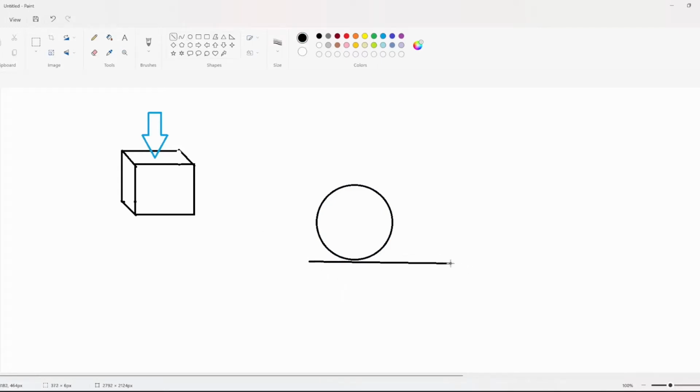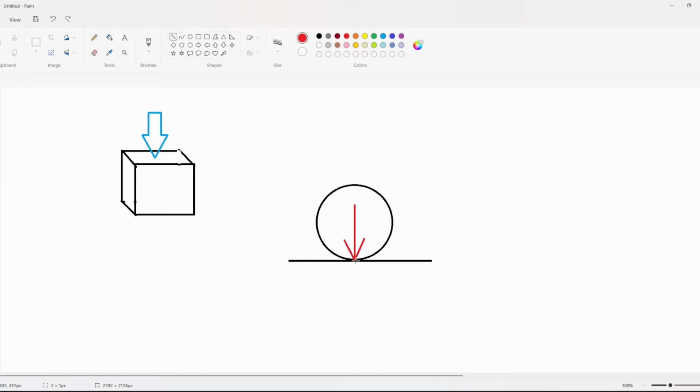Tapos yung wheel natin is, ayan, nasa ground. Ang assumption, guys, pag sinabing concentrated force, yung buong bigat ng wheel is nag-a-act lang sa isang point. No? Diyan lang sa point na yan. Okay?